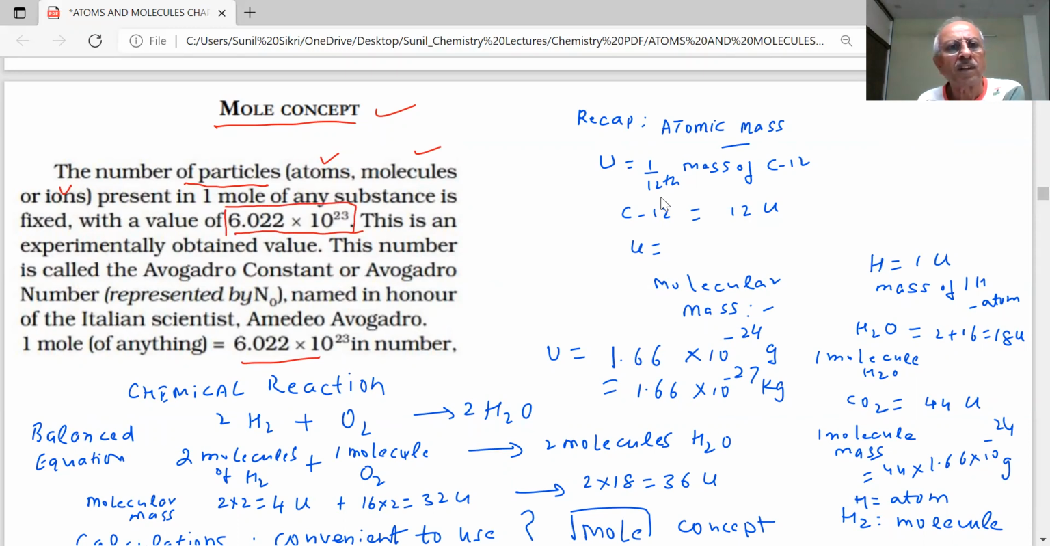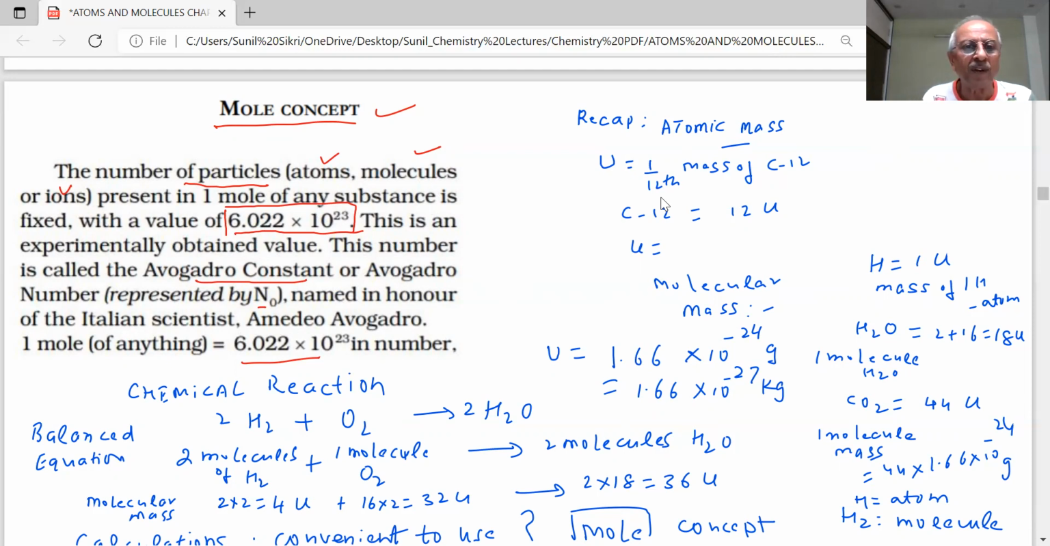Have you noted this number, students? Yes, sir. This is an experimentally obtained value. The number is called the Avogadro constant. Because Avogadro was a scientist after whom it is named, it is represented by N0, Avogadro's number, named in honor of Italian scientist Amedeo Avogadro. 1 mole of anything will be how much? 6.022 into 10 power 23. It is only a number, student. It is an amount.